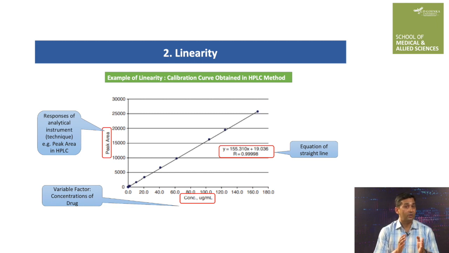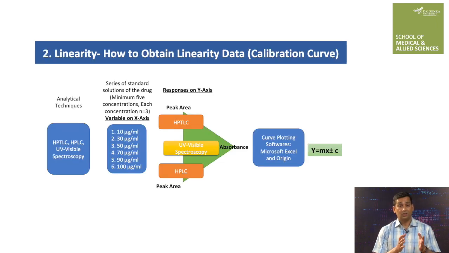Area of different HPLC peaks corresponding to different concentrations of API were processed in Microsoft Excel to get the straight line equation, and from this straight line equation we can get all the linearity data for submission. This slide shows the general idea to plot a calibration curve.